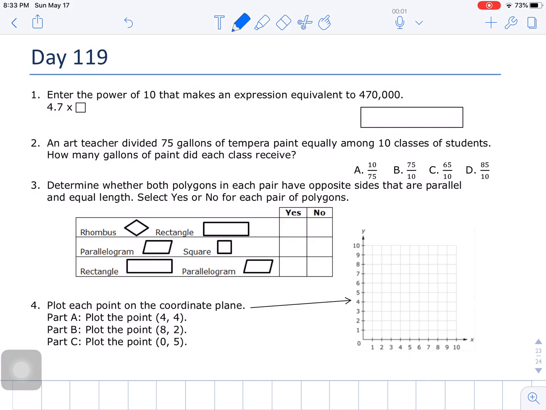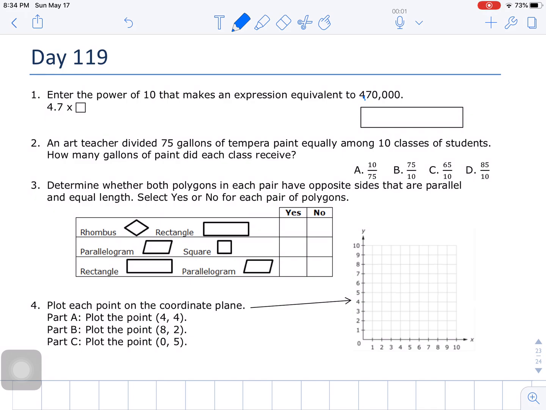Enter the power of 10 that makes an expression equivalent to 470,000. So if I put my decimal point between the 4 and 7, I see that I would have to multiply that by 100,000. I would have to multiply 4 and 7 tenths by 100,000.